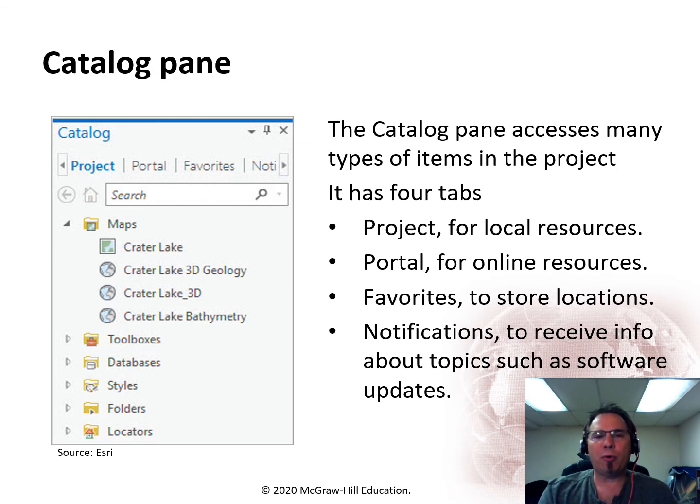So in ArcGIS Pro, the catalog pane has been vastly updated. This used to be Arc Catalog. Well, Arc Catalog no longer exists.